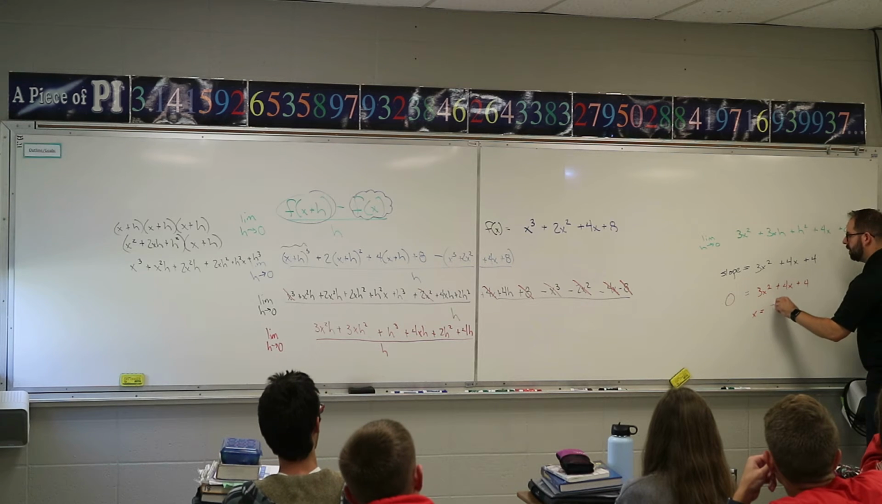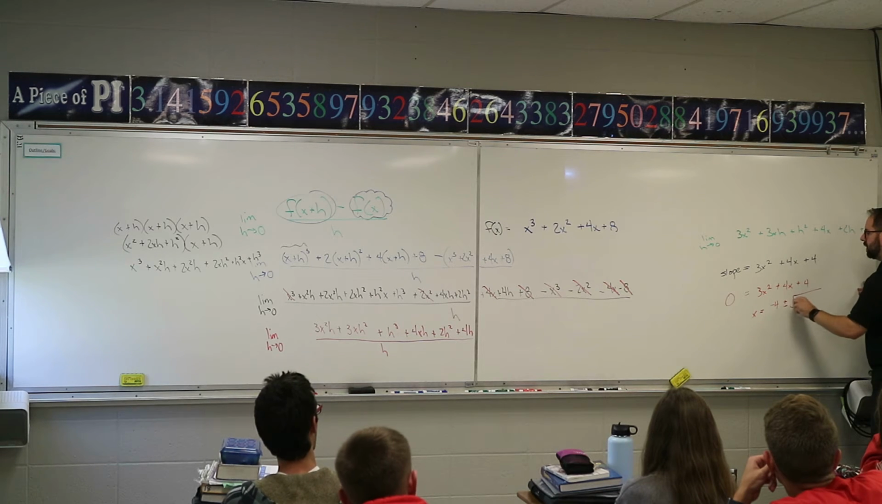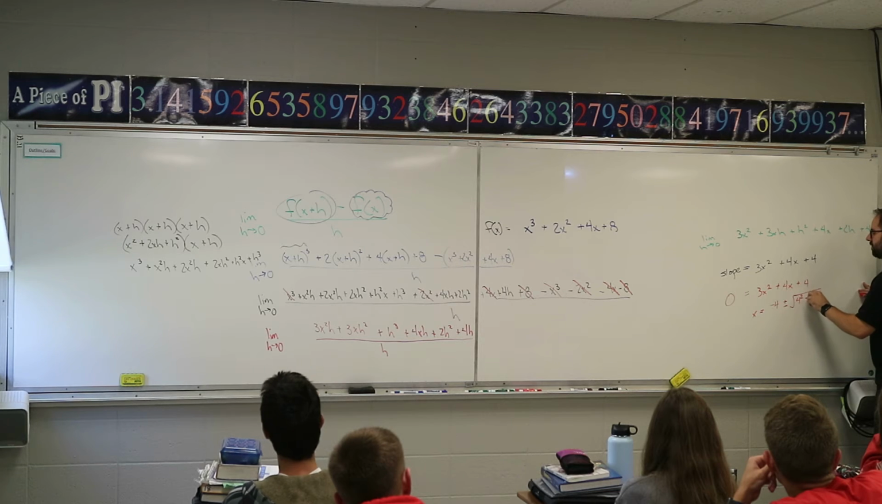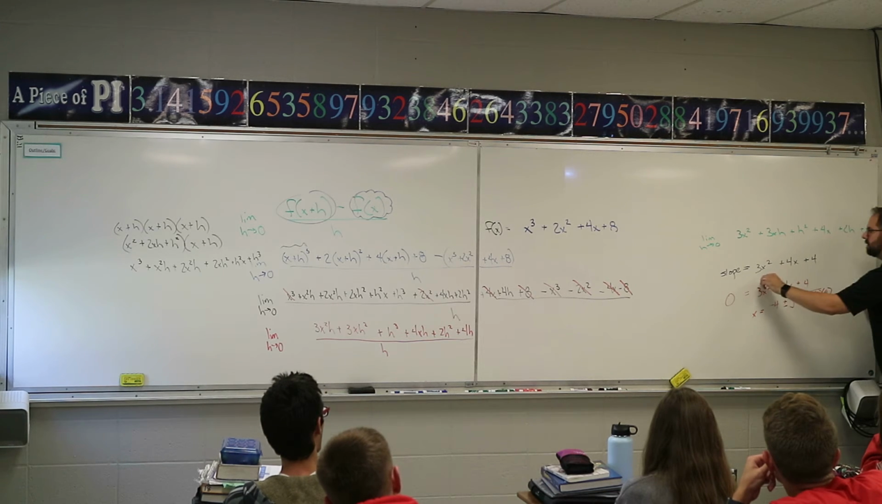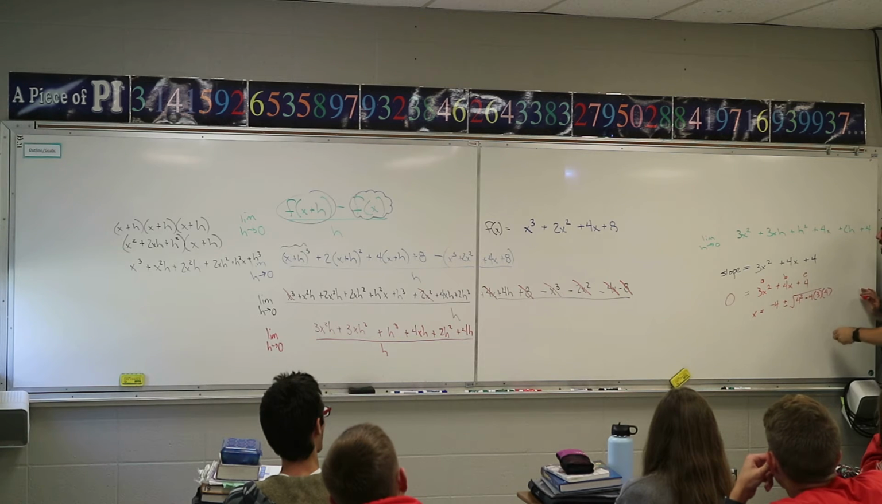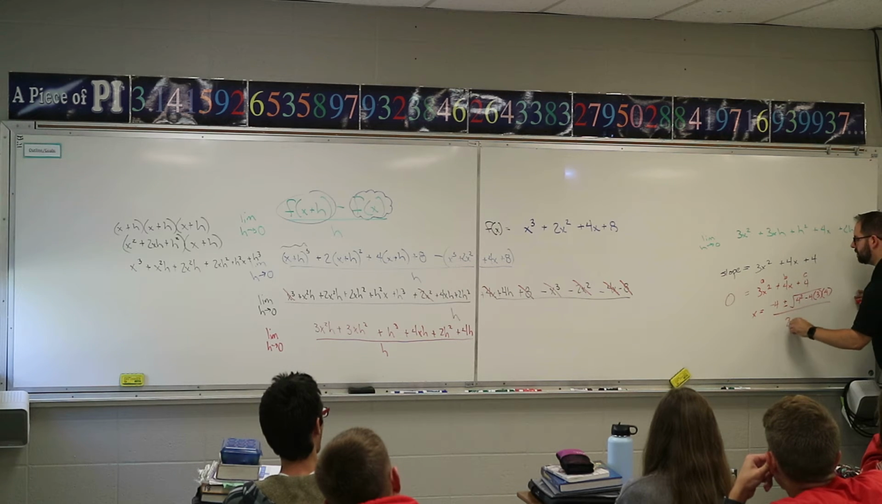Negative b plus or minus the square root of b squared minus 4 times a times c, all over 2 times a. This is a, this is b, that's c.